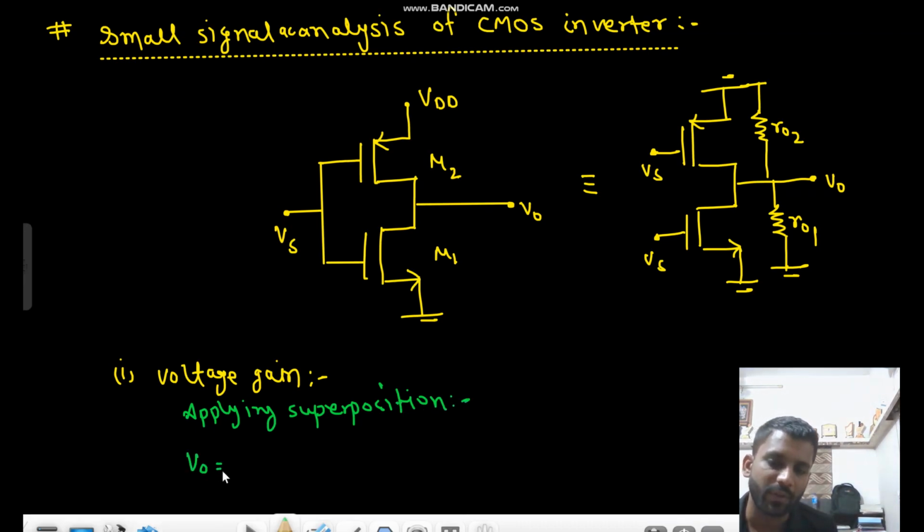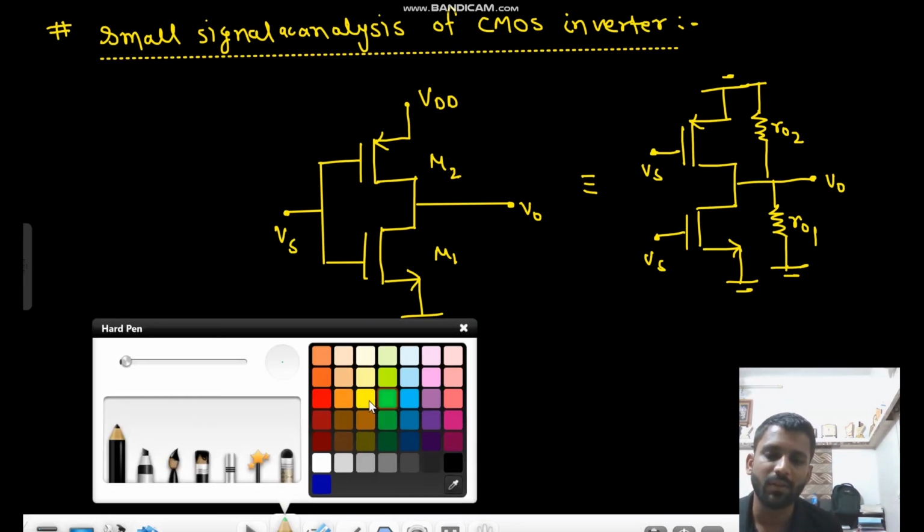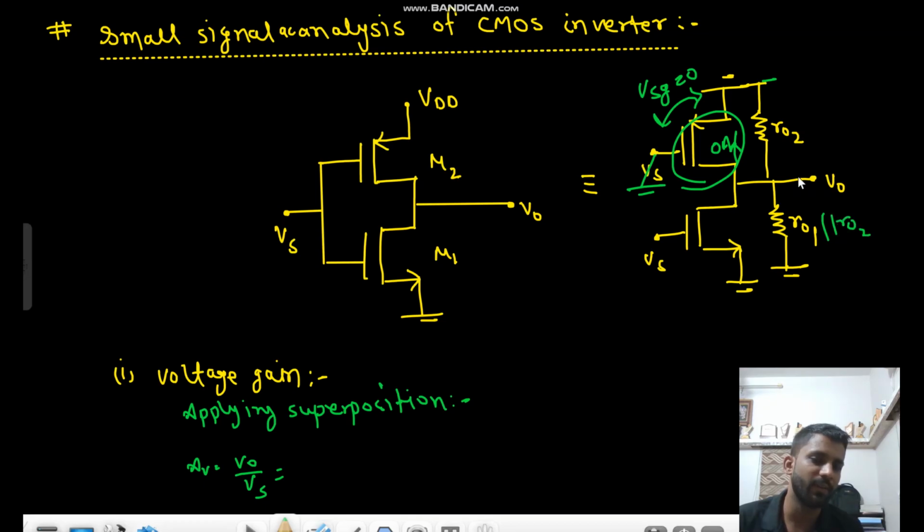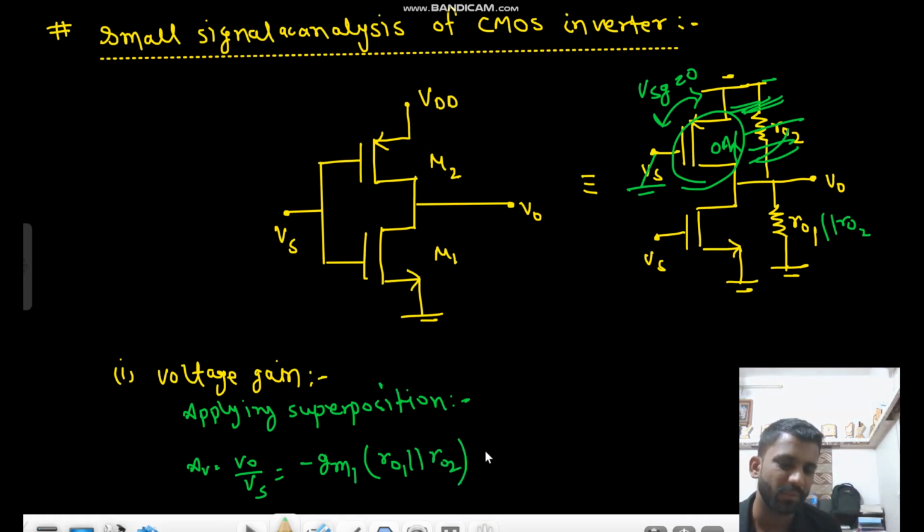Applying superposition, what will be your V naught? The gain equals V naught by Vs. Look, first we will consider this one to be short circuited and this one in action. NMOS is in action. If the NMOS is in action, this is short circuited, so here VSG is 0 volt. If this is 0 volt, then there will be no current, this will be open circuited, right? Now from V0 to ground we have r_o1, and from V0 to ground we have r_o2. So r_o1 and r_o2 come in parallel. So the upper side is gone now. You need to see the lower side only. This is the common source amplifier, and what is the gain? Minus gm1 into r_o1 parallel with r_o2.